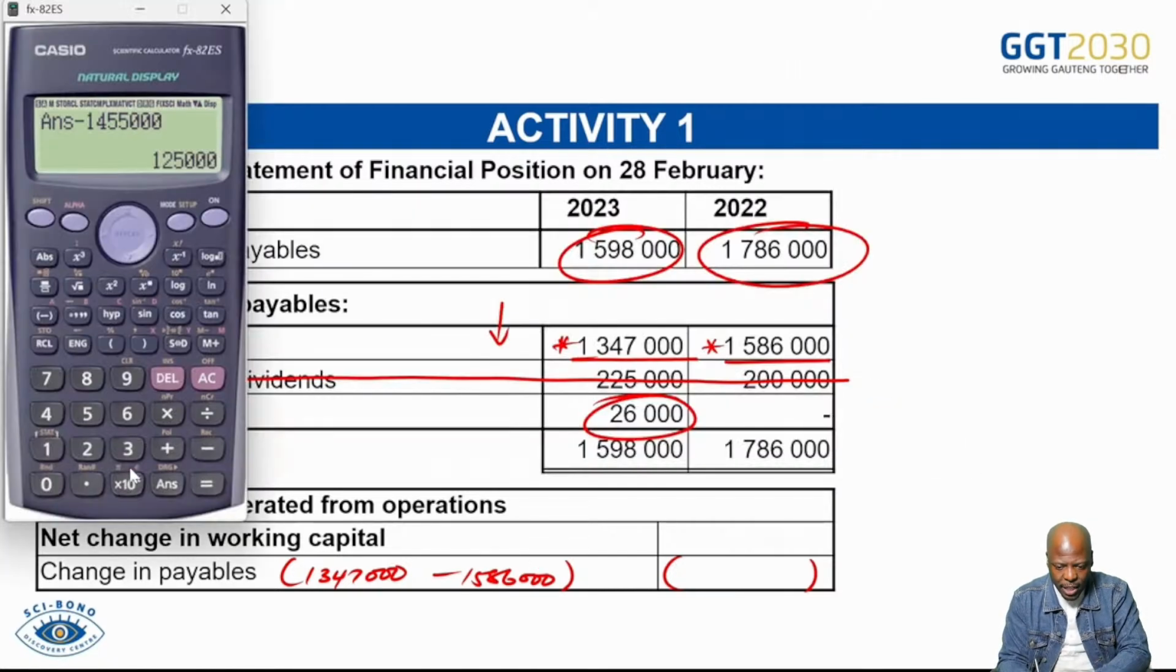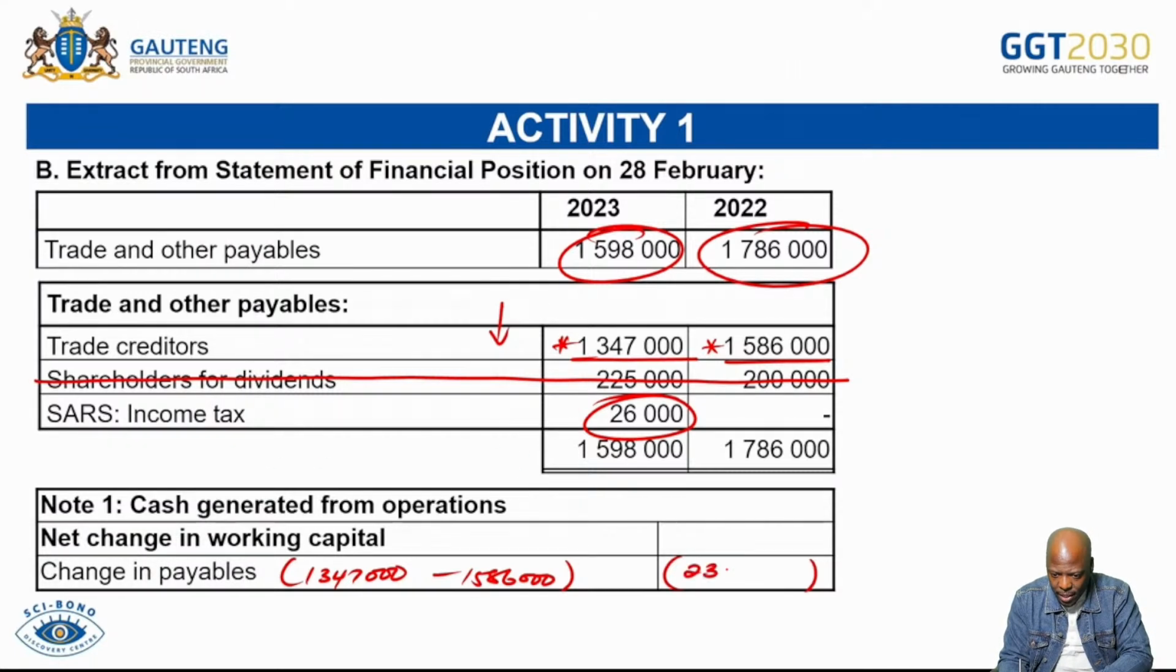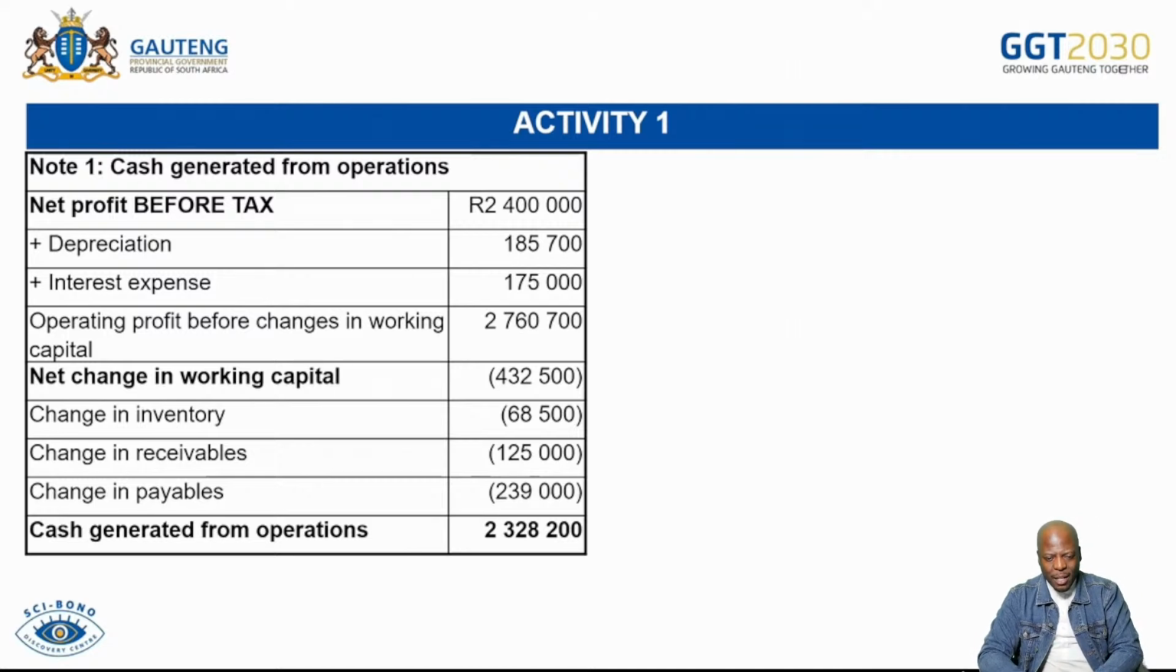And here's my adding machine. I'm going to say 1,347,000 minus 1,586,000. That will give me 239,000. 239,000. As simple as that. And once you're done with that one, this is your entire note. That is your cash generated from operations.